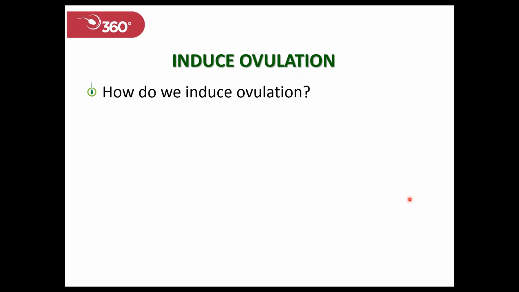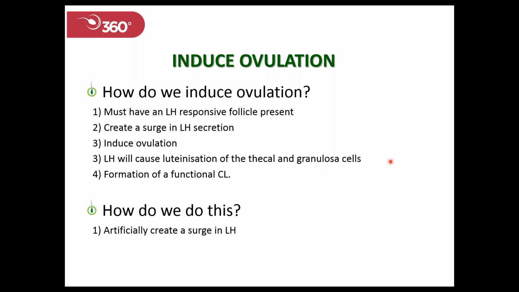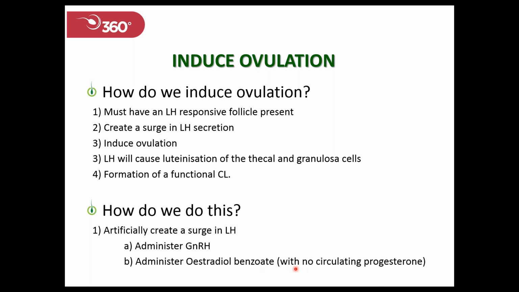So to induce ovulation, we must have an LH responsive follicle present. So setting up the new follicular wave makes a very good situation for this. We create a surge in LH secretion, which then induces ovulation, and this then causes luteinization of the thecal and granulosa cells and formation of a functional CL. And the best way to do this is to artificially create a surge in LH through administering GnRH or estradiol benzoate when there is no circulating progesterone.